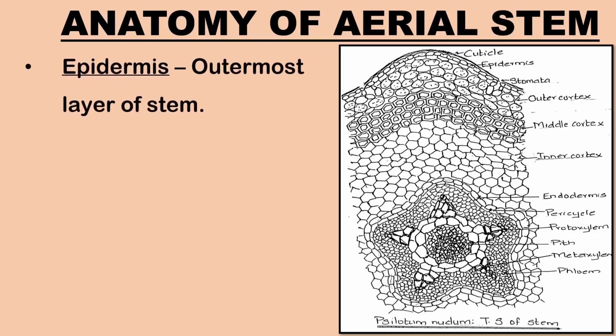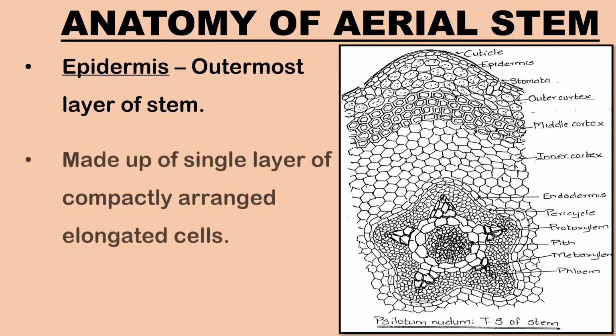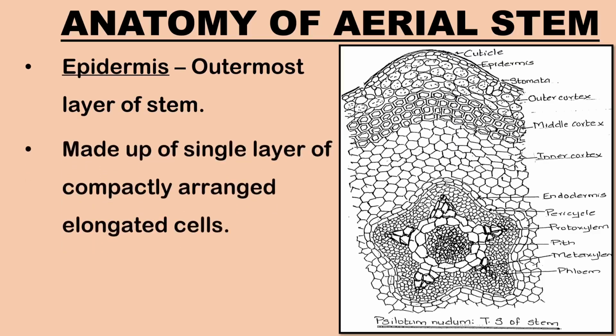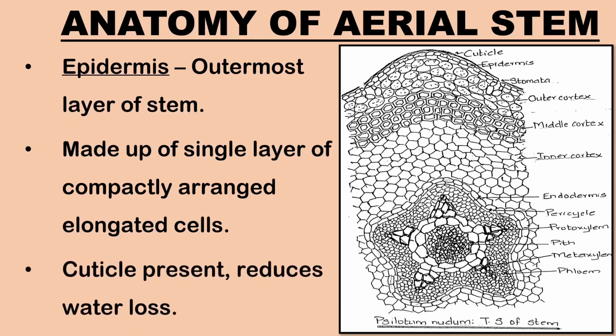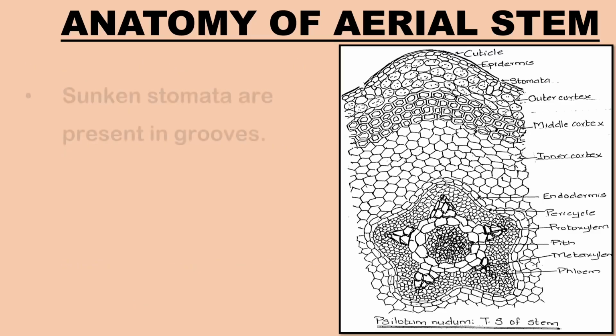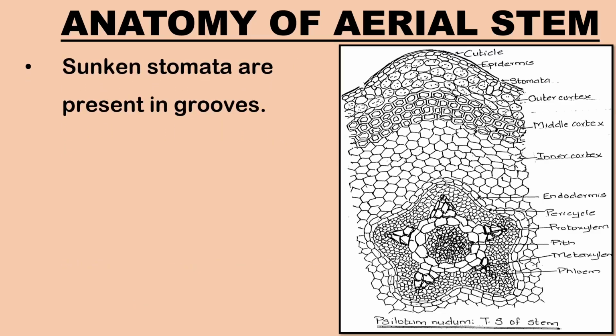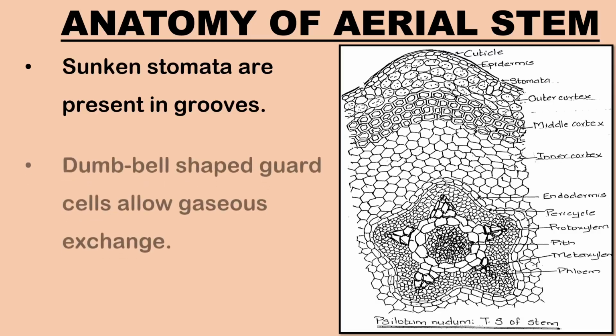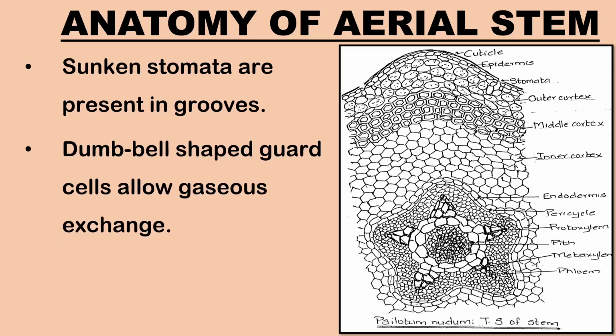Epidermis is the outermost layer of the stem. It is made up of a single layer of compactly arranged elongated cells. Epidermis has a heavily cutinized outer wall which reduces water loss. Sunken stomata are present in the grooves. Each stoma has 2 dumbbell-shaped guard cells which allow gaseous exchange.